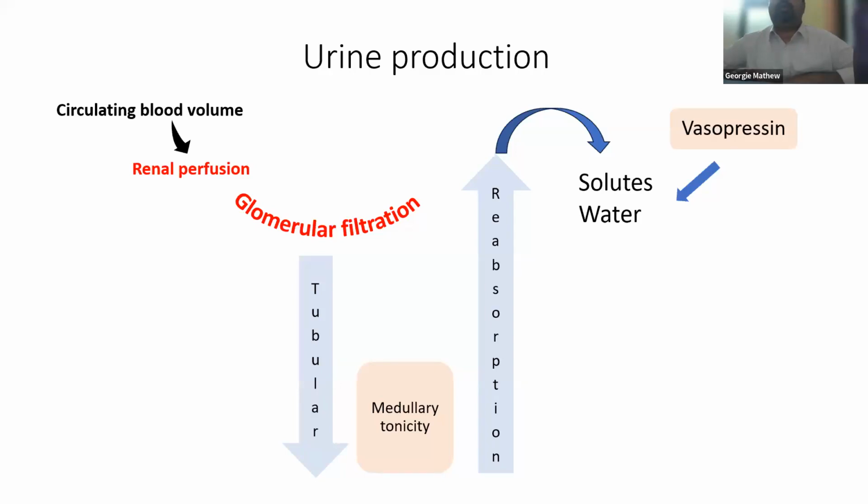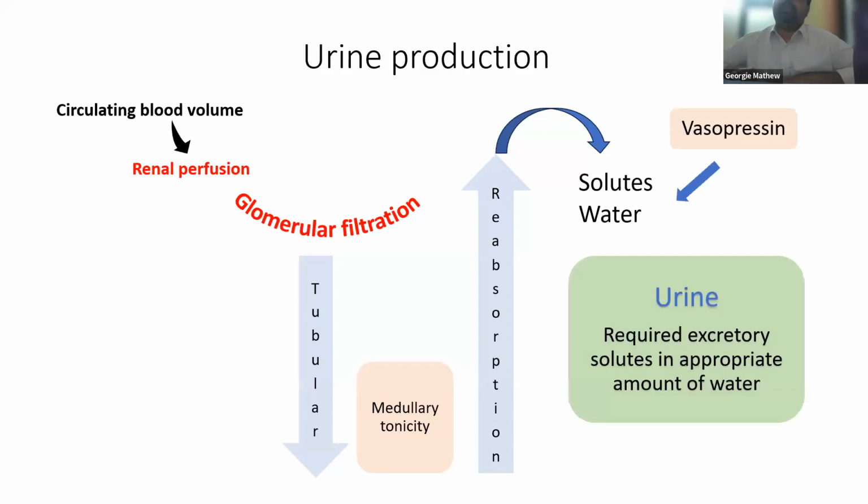After passing through all these barriers, urine is finally formed, and the urine contains the required excretory solutes, which may be very important solutes like sodium, potassium, calcium, phosphate. If they are not required for homeostasis, they are excreted, depending on the intake of the solutes, and an appropriate amount of water is also excreted as the solvent medium in the urine. I hope this portion is quite clear to all residents.